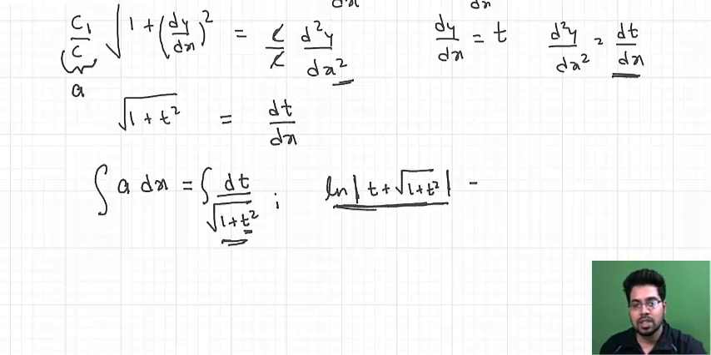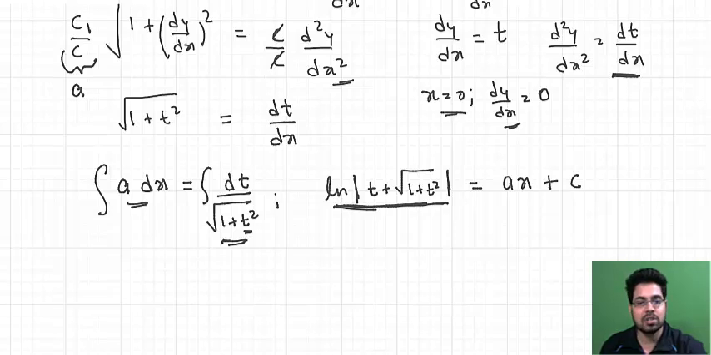Now this is equal to ax. The integration over here is going to be ax plus some constant c. But dy by dx is equal to t. At x equals 0, I am saying that dy by dx is going to be equal to 0. That means the slope is going to be 0 at x equals 0.